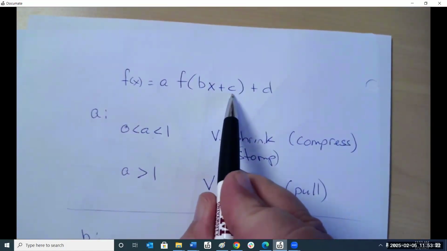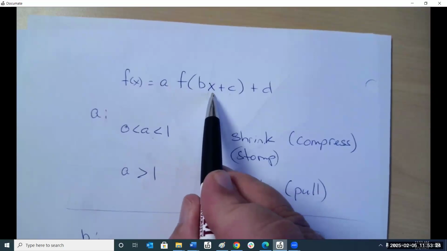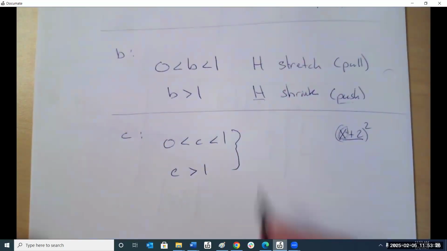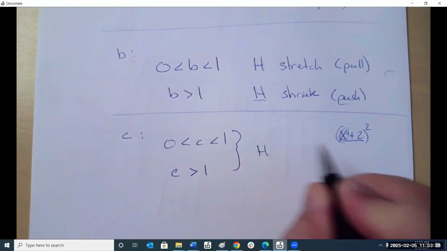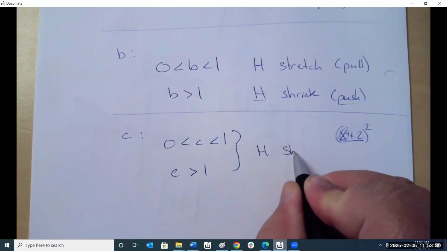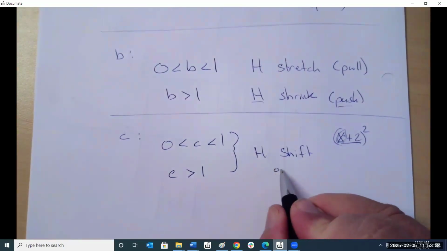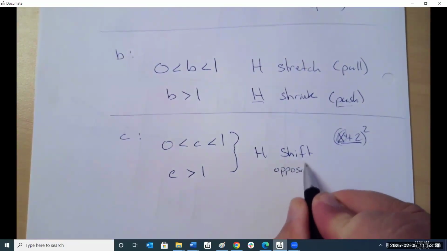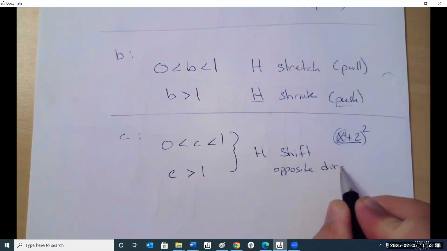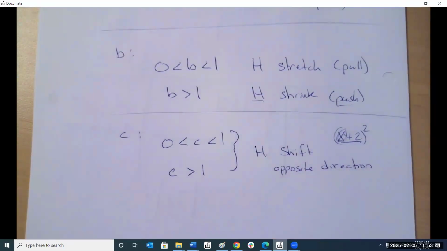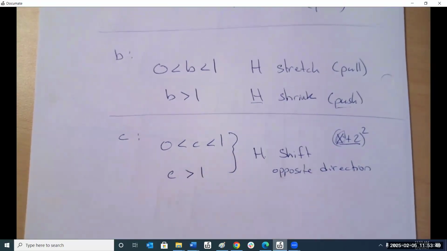Because C doesn't directly affect X like B does. So this is a horizontal shift of the graph, in the opposite direction. If C is positive, it moves to the left. If C is negative, it moves to the right. So, opposite direction.